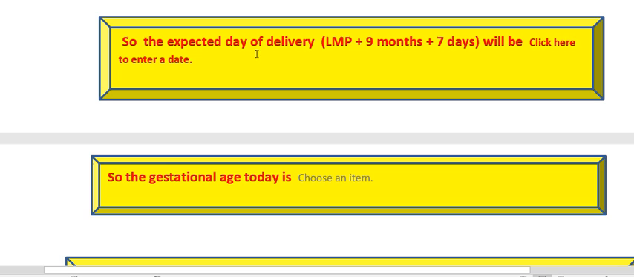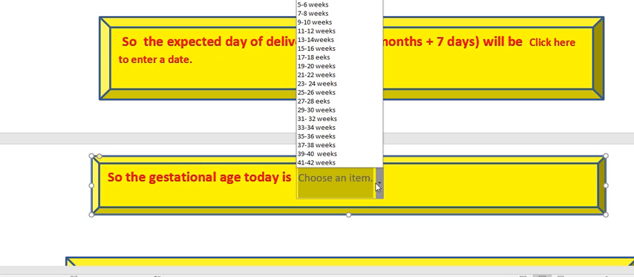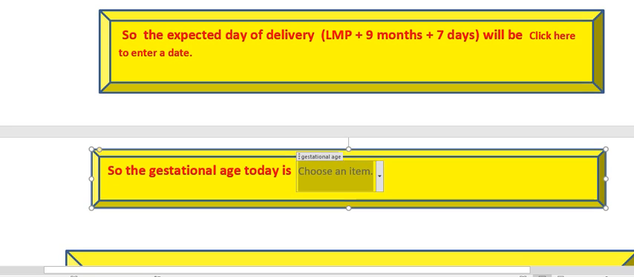And then we have to calculate the expected date of delivery by adding 9 months and 7 days, and we should record the gestational age today. And the gestational age usually, in normal calendars, every month equals 4 weeks plus 2 days, and 32 days equal 4 weeks plus 3 days. So we can determine the gestational age from the date of today and the last menstrual date.